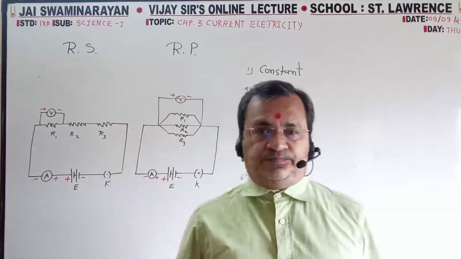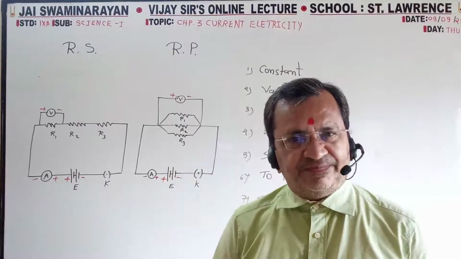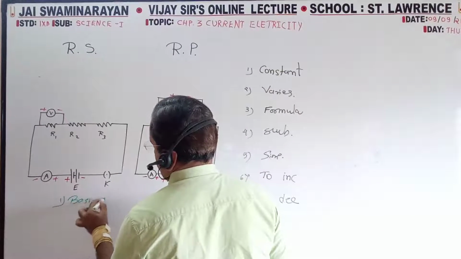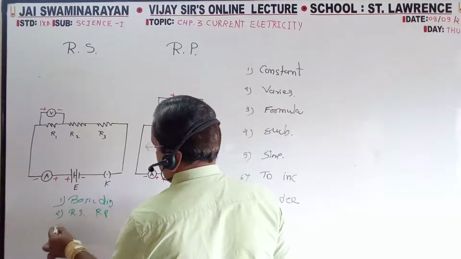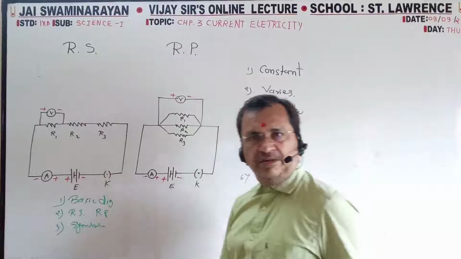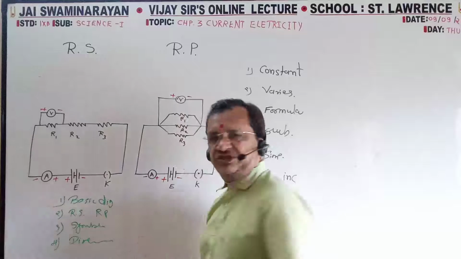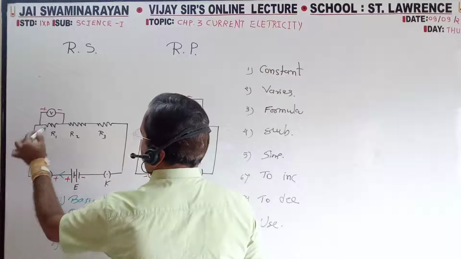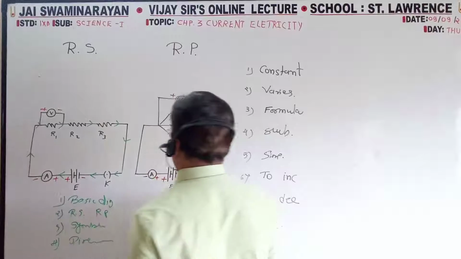Now the flow. First part diagram, then second part resistance, third part sign. First part, what we have drawn, the basic diagram. Second, RS, RP. Third, symbol. Fourth, direction. From the plus direction. Wherever it folds, you show the direction. This side.